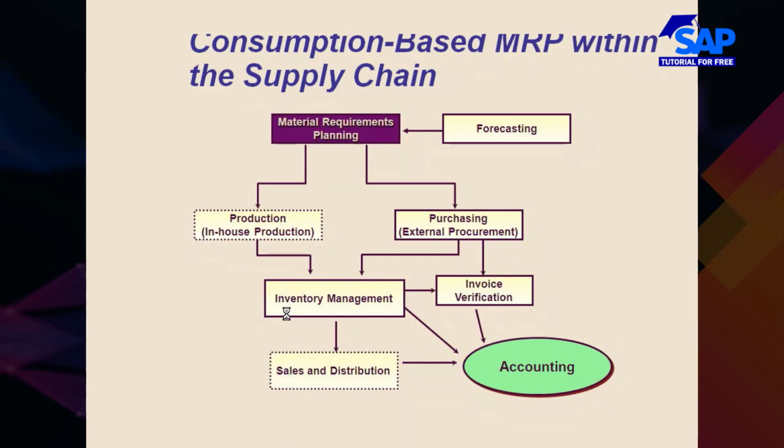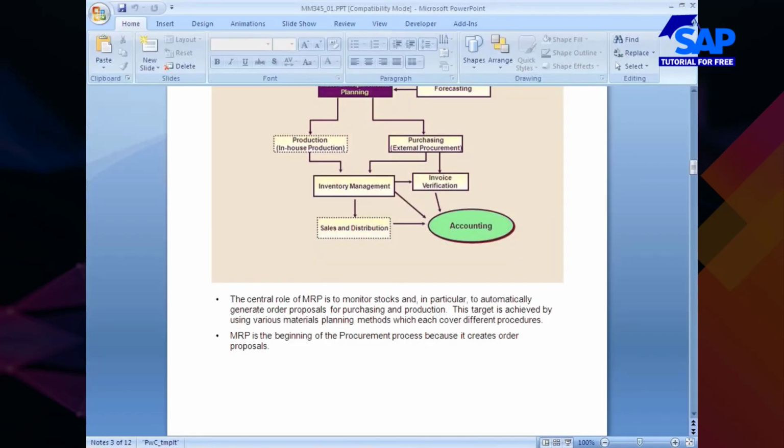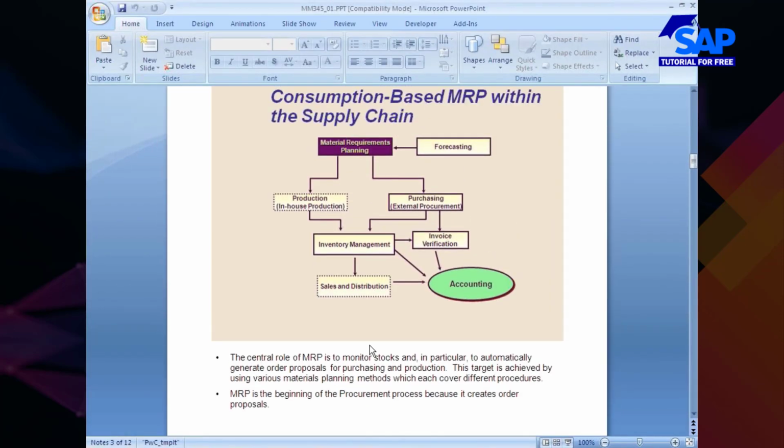Now, consumption based MRP within the supply chain, how does it work? Let's have a look at this. As you can see here, the input for the MRP is coming from the forecasting.